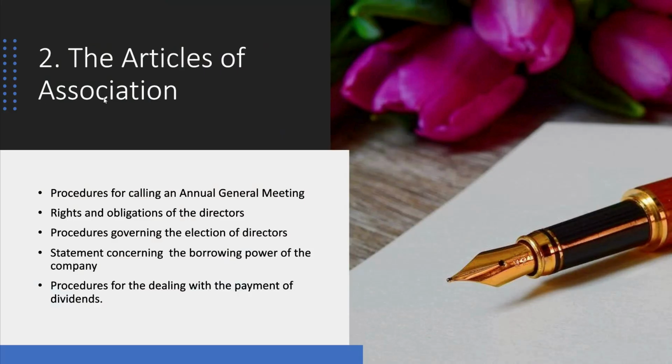The second item or document is the Articles of Association. This will state the procedures for calling an annual general meeting, rights and obligations of the directors, procedures governing the election of the directors, statement concerning the borrowing power of the company, and procedures for dealing with the payment of dividends.